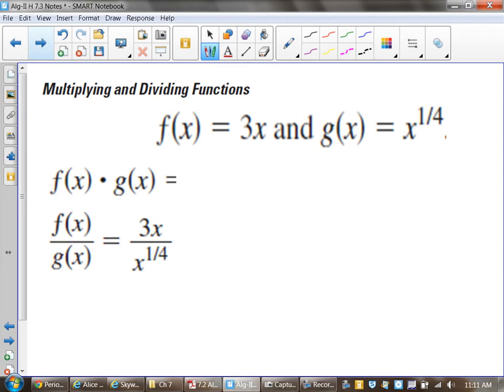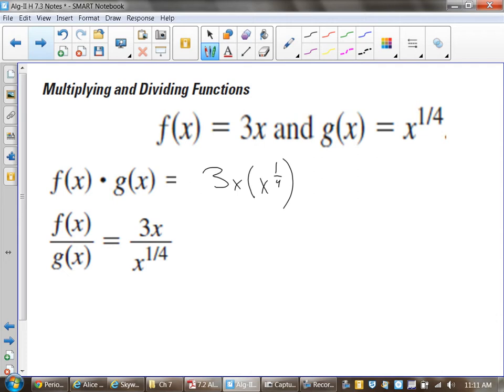Exactly. So in this example here, I have f of x is 3x, and g of x is x to the 1/4. When I want to multiply those two equations together, I take my f of x first, so it's 3x times x to the 1/4.